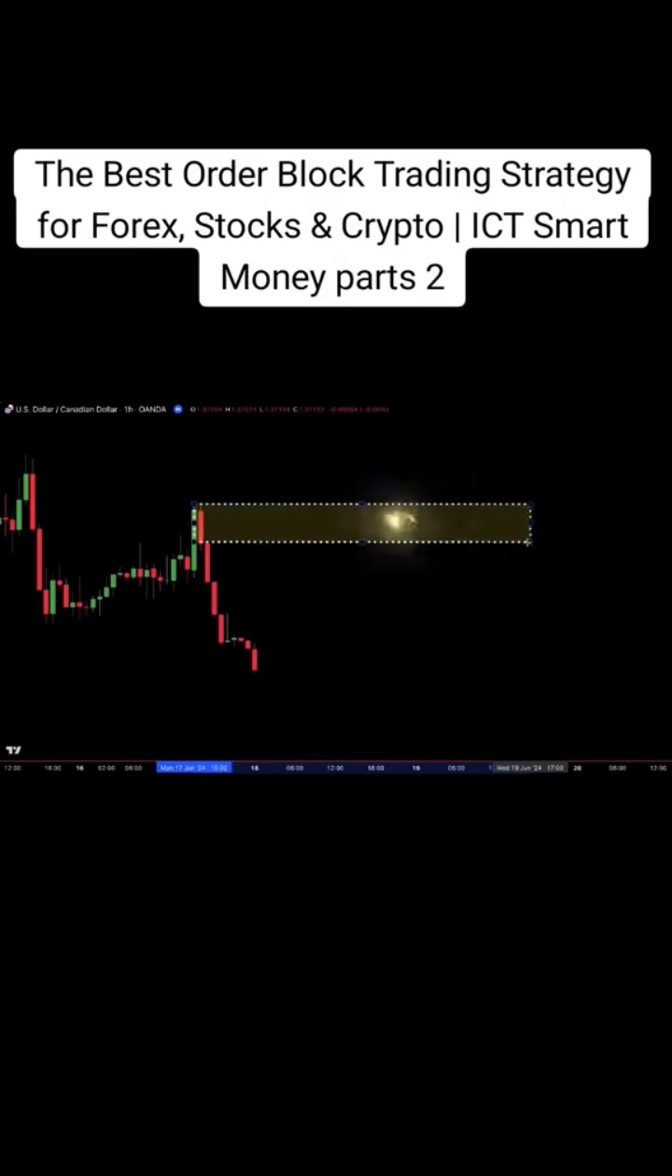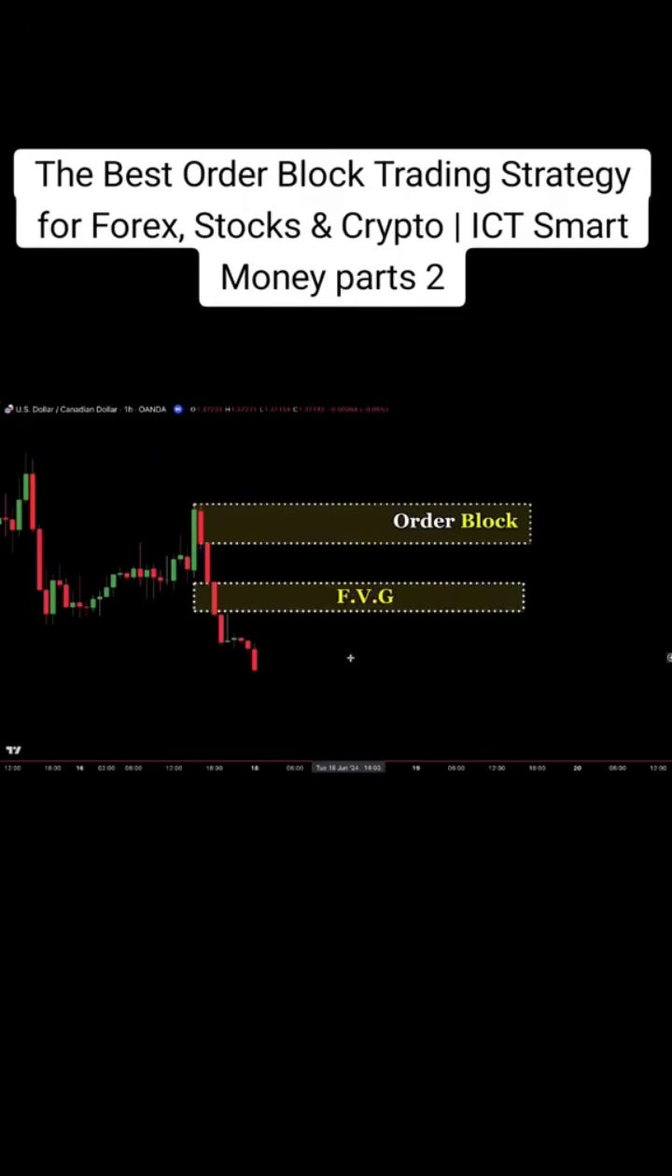Here, we've identified a clear order block. Now let me ask you a question. Why do we call this an order block and not just a supply zone? The answer is simple. An order block creates an imbalance in price. In this case, you can clearly see a fair value gap left behind. When this happens, the market is very likely to retrace, fill in that imbalance, and then reject the order block.